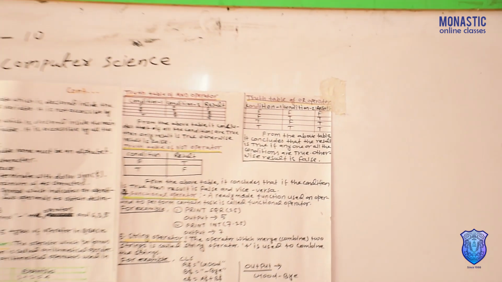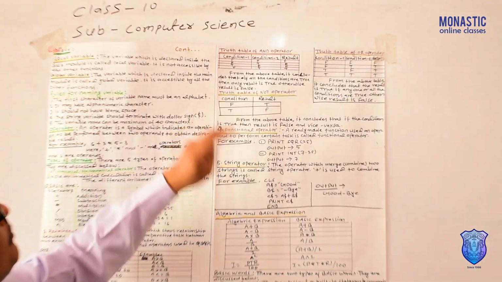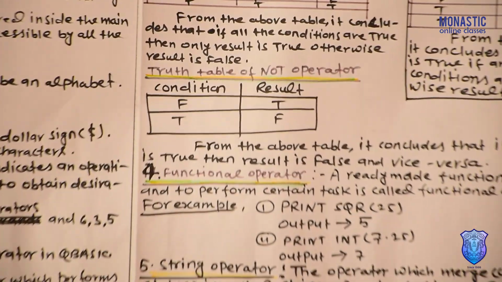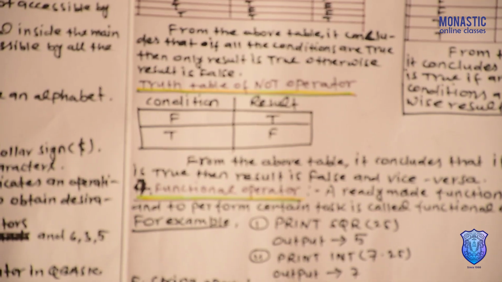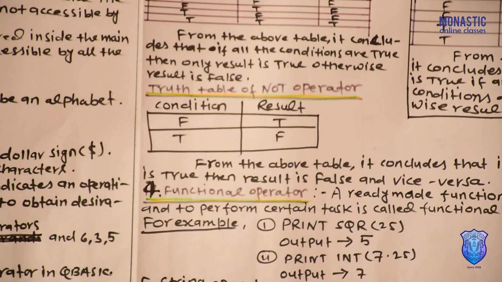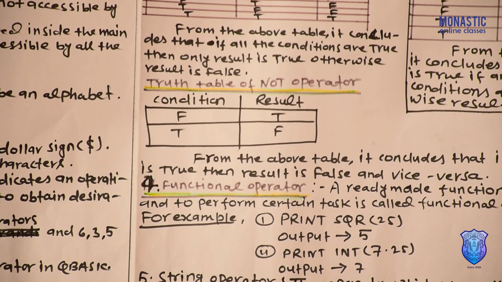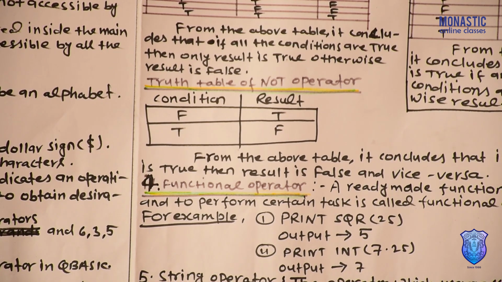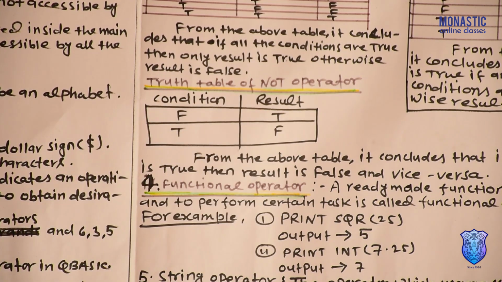Now move to another operator, NOT. In the case of NOT, there is only one condition and only one output. If the condition is true, the result is false, and vice versa. That is, if the condition is true, the result is false. If the condition is false, the result is true.